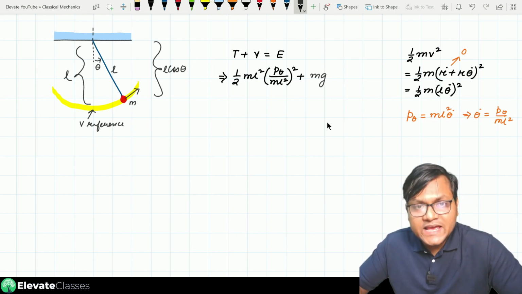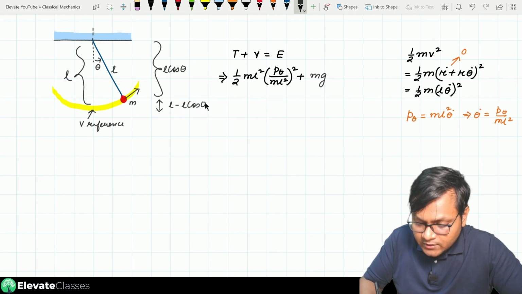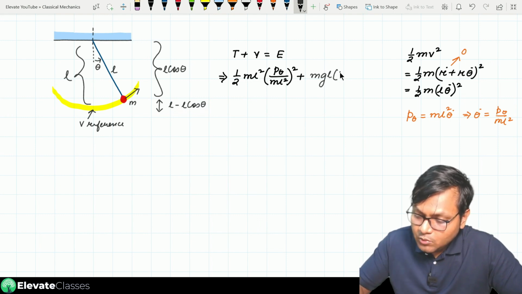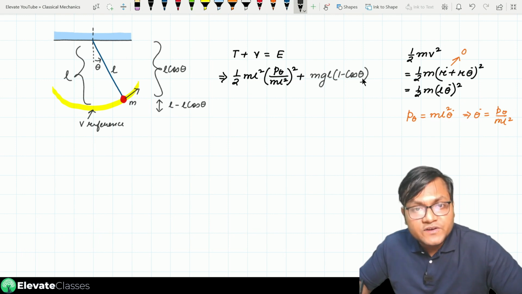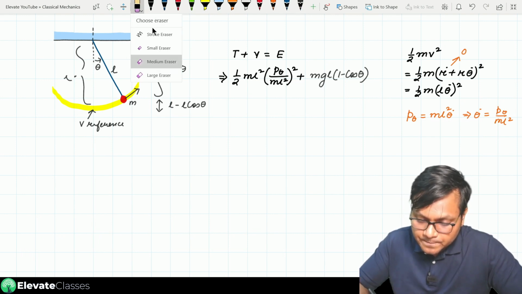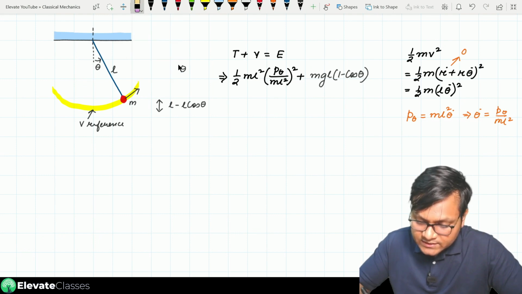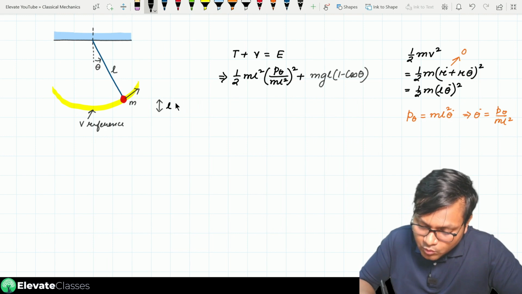m g h. But what is h? H is equal to this height. What is this height? This height is equal to L minus L cos theta. So therefore this can be written as m g L (1 minus cos theta). Okay? Clear? It is the difference between this height and this height. All right. So this is simply L (1 minus cos theta).